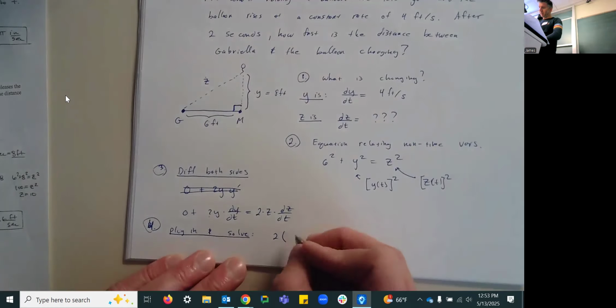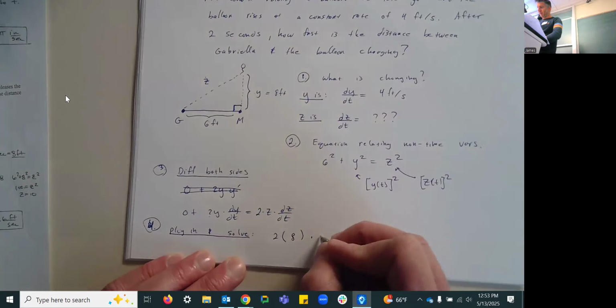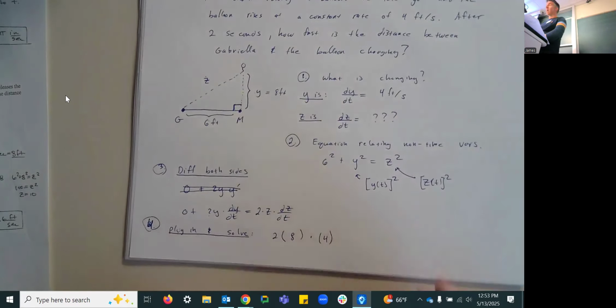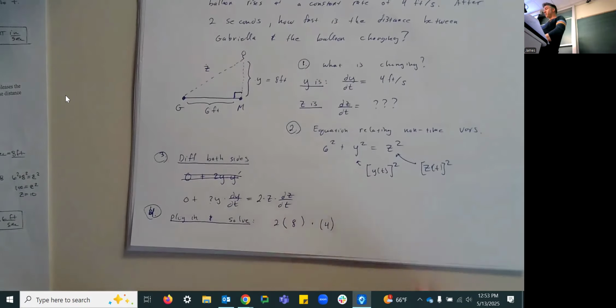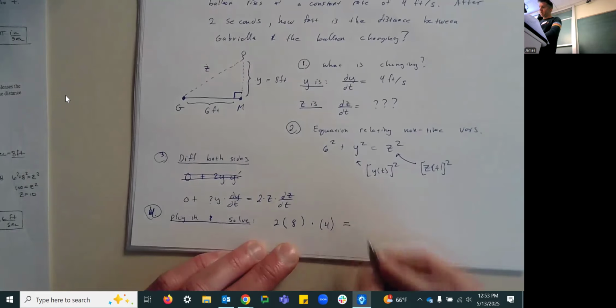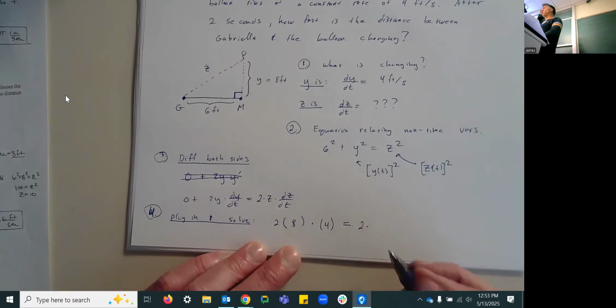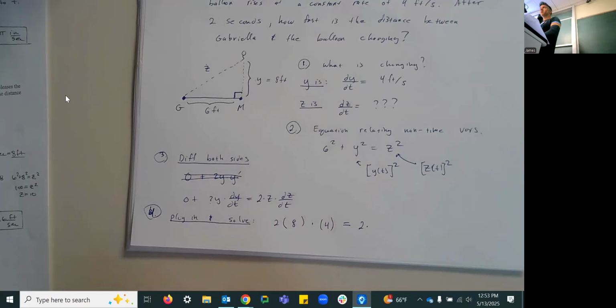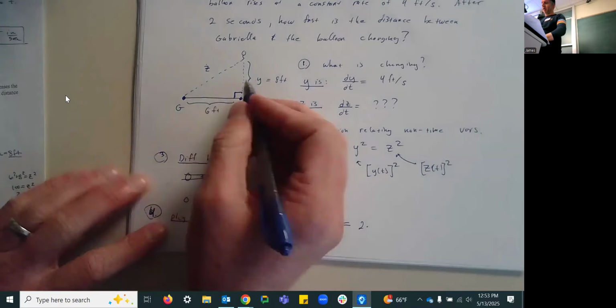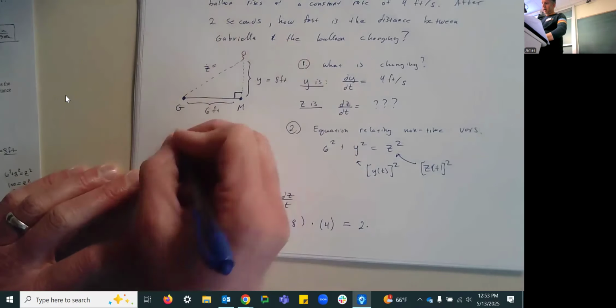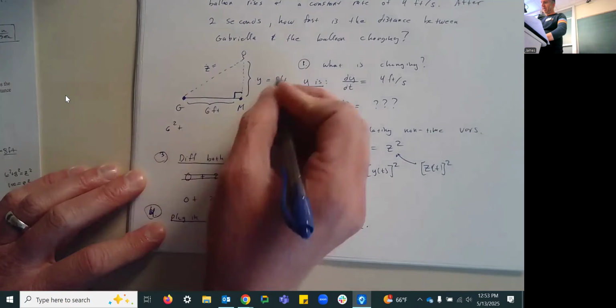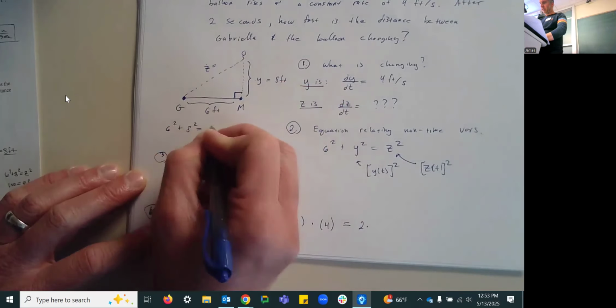We got 2 times 8 times dy dt, which they told us was 4 feet per second. Notice how I'm not writing my units in this time because I don't really want to. I'm just going to write them at the end. Equal to 2 times my z value, which they also didn't tell me. But we can find z by using the Pythagorean theorem. So we can say, oh, look, if I want to find z, well, I know that 6 squared plus 8 squared is going to equal my z squared.